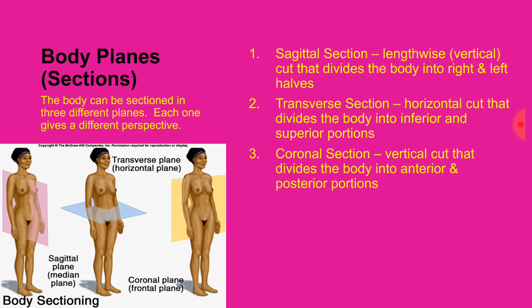Last one is the coronal section. It is also called the frontal plane. It is a vertical cut that divides the body into anterior and posterior portions, and this is called a coronal section or coronal plane. This plane is also called the frontal plane.